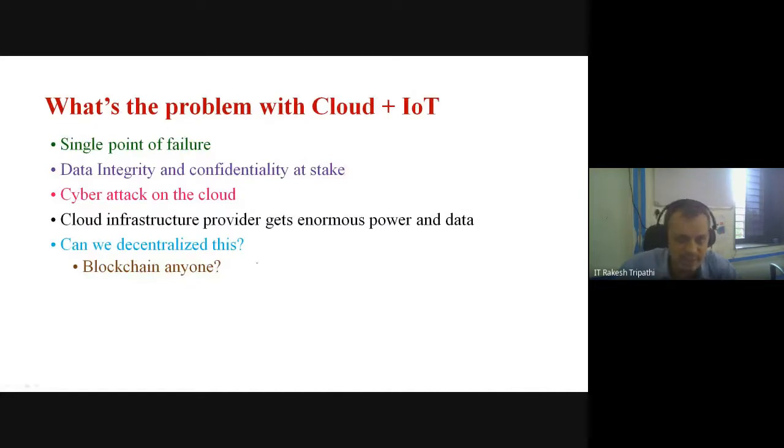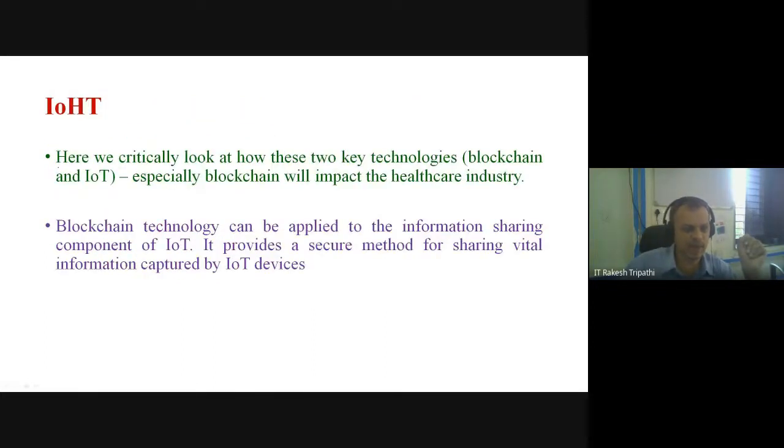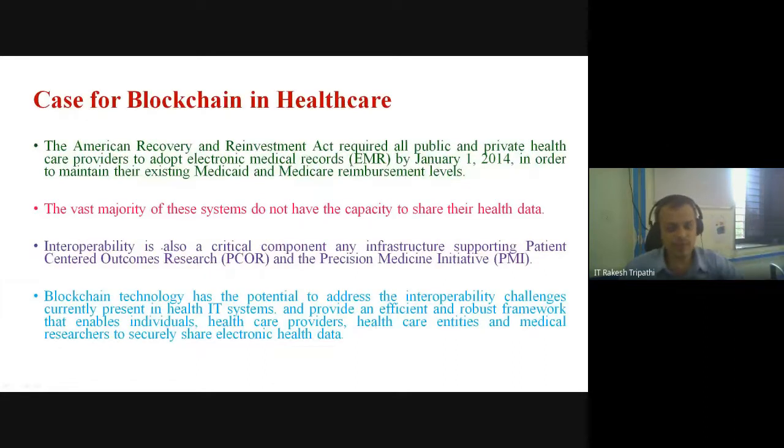Now the cloud has a problem, because it's a single point of failure, data integrity and confidentiality are at stake, and cyber attacks are possible on it. So these days, people are working on IoT with blockchain. Blockchain gives you certain benefits. And why do we need blockchain? First, according to the US 2014 norm, all health organizations have to maintain a digital record of all patients. So, the electronic health record.